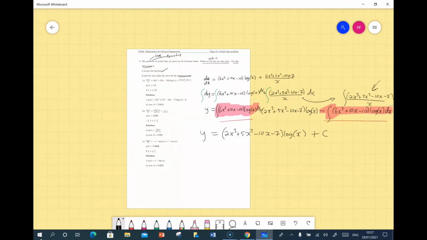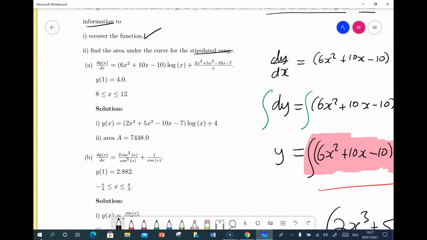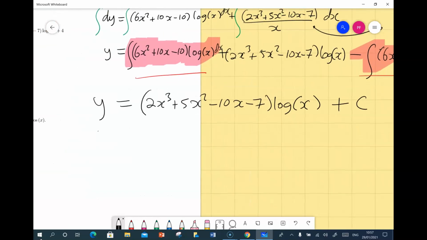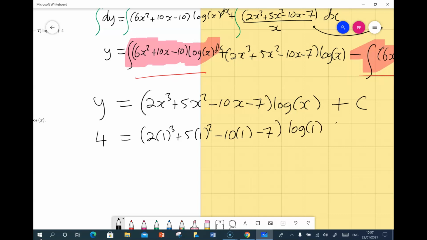I don't want a c, so I'm going to use the value they gave me. They're saying y of 1 is equal to 4. Normally I see an expression y of x or f of x, so what they're saying is that 1 is the x value, and when I put in that value for x, it gives me this y value. So when x is 1, y is 4. I'm going to pop that in there. So 4 equals 2 times 1 cubed plus 5 times 1 squared minus 10 times 1 minus 7 times the log of 1 plus c.